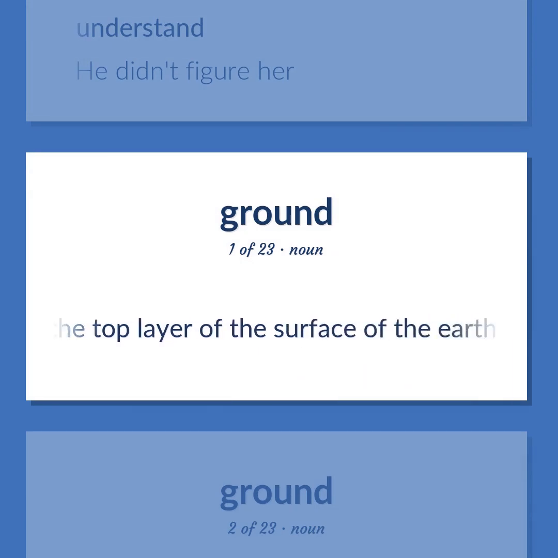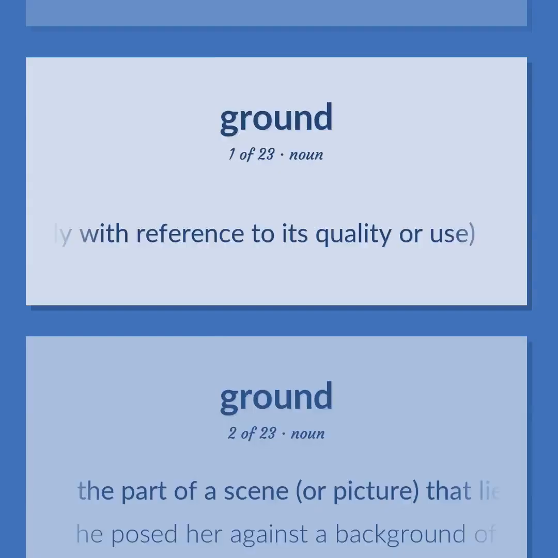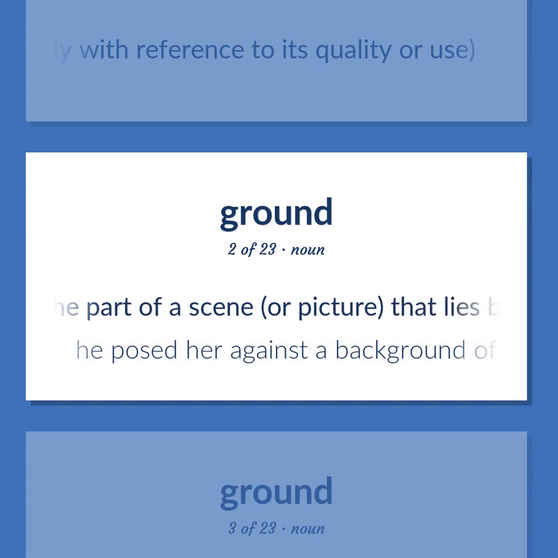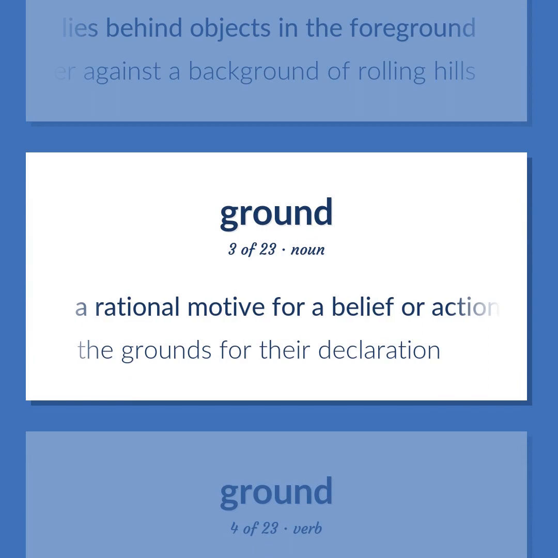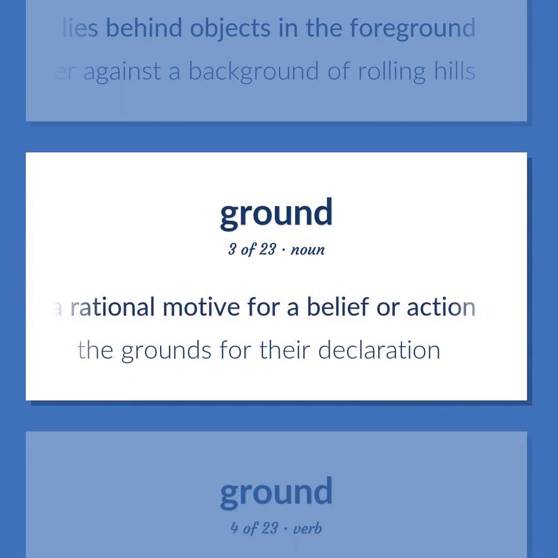Material in the top layer of the surface of the earth in which plants can grow, especially with reference to its quality or use. The part of a scene, or picture, that lies behind objects in the foreground. He posed her against a background of rolling hills. A rational motive for a belief or action. The grounds for their declaration.